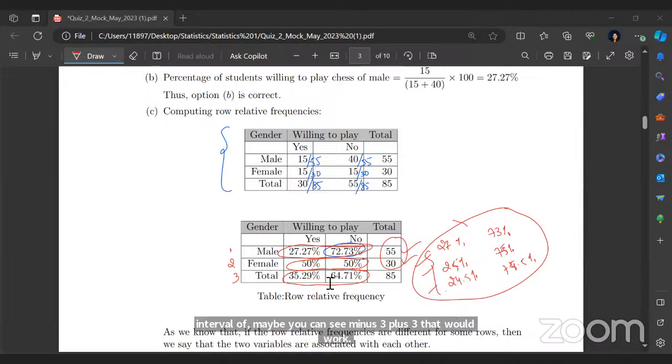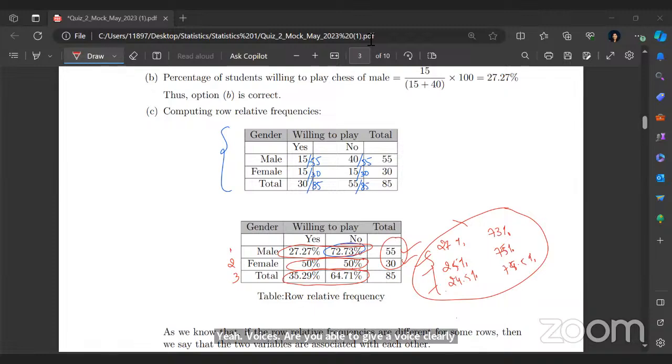I think my voice is low. Are you able to hear my voice clearly? Yes, ma'am, clear. Okay, but for me your voice is quite low. Just let me check once. Oh no, okay, I'll leave it.